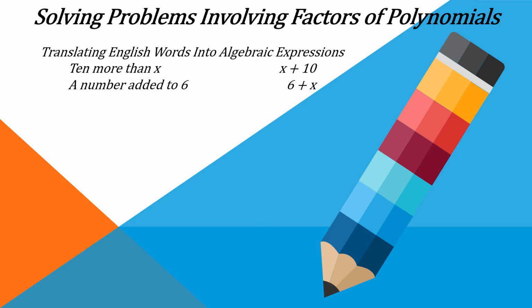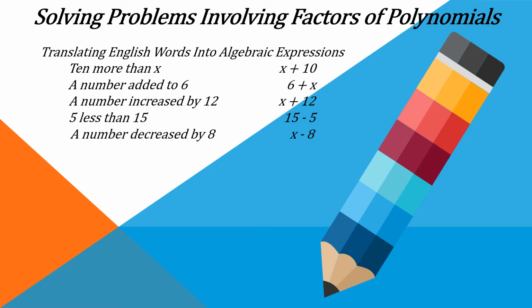A number added to 6 means 6 plus x. A number increased by 12 is also simply addition. There is a number and then you add another number, which is 12. So x plus 12. 5 less than 15: based on our discussion, less than is subtraction, therefore 15 minus 5.